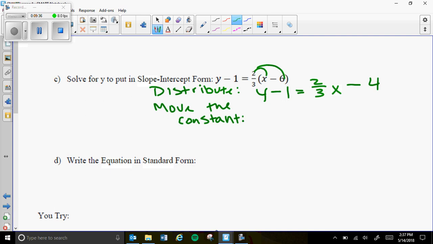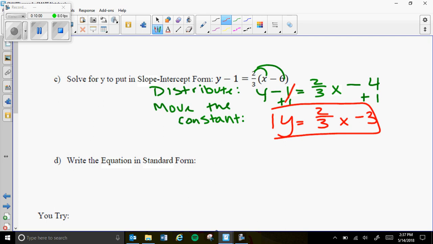So I need to get y by itself. I'm going to add 1 to both sides. Again, make sure that you're adding to the correct number. We're not adding 1 to 2/3 x. We're adding negative 4 plus 1, which gives me, when these cancel out, y equals 2/3 x minus 3. And this is my slope-intercept form. y equals mx plus b, which is the form it's in.